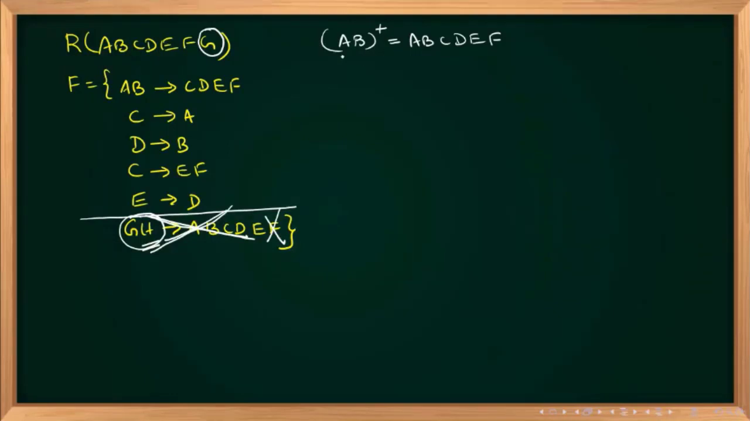If I remove B, and take A closure alone, can I get everything? No. So I understood that this can be a candidate key. Now our substitution process starts. Instead of A, what will I do? Instead of A, I will substitute C.